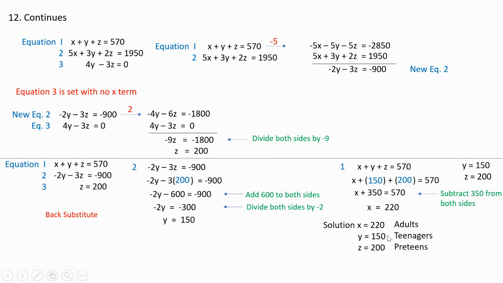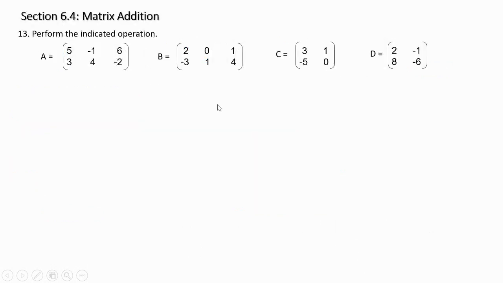And I believe the x was adults, the y was teenagers, and the z was preteens. So it's going to be 220 adults at the concert, 150 teenagers, and 200 preteens. That's how you work these type of problems. Okay? All this can be converted to a matrix and plugged into the calculator, but at the end, I'm going to show you that. This way, you guys know how to work it by hand.